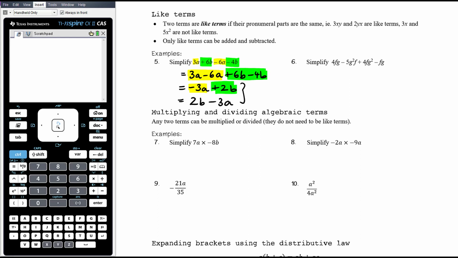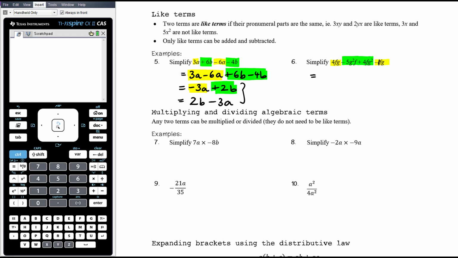Okay, question 6, we want to simplify 4fg minus 5g squared f plus 4fg squared minus fg. Okay, so again we have like terms here, 4 lots of fg, take away 1 lot of fg. Remember, we don't write the 1 in front of a pronumeral, so if it's just minus fg, that's 1 lot of fg. And then the other two terms are also actually like terms. They're not written in the same order, but they both have a g squared and they both have an f.